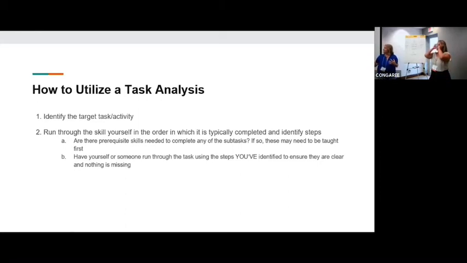But when you're developing one of these, it really helps for you to run through it yourself to remember all of those tiny steps. Because I can't tell you how many times I've tried to make one too, and I've forgotten a little step.